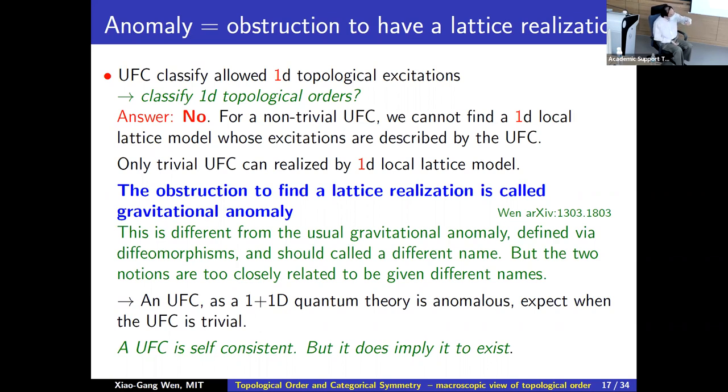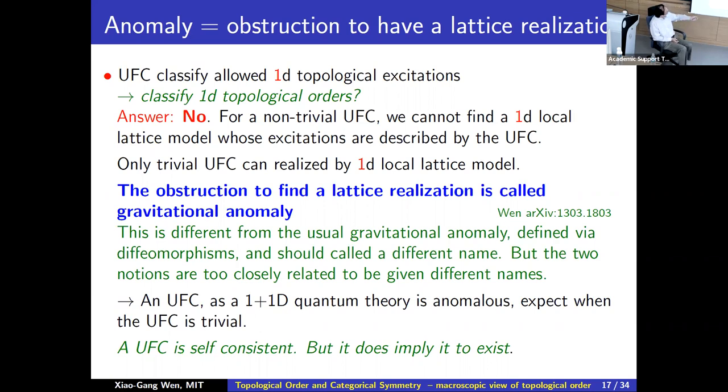But writing down a reasonable theory may not mean it's realizable by a lattice or by some UV completion. So this is a typical tension from the continuum to UV completion. This mismatch from a continuum consistent theory to a consistent lattice UV completion is called anomaly. And this mismatch exists.